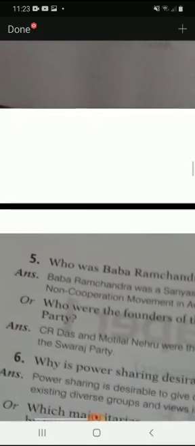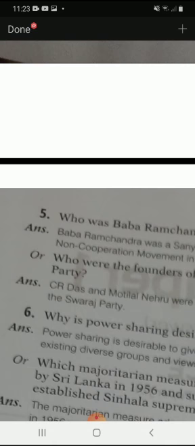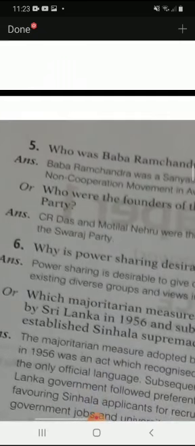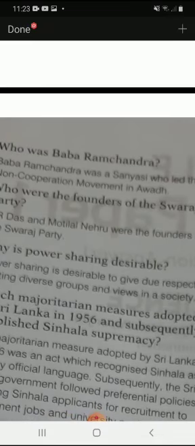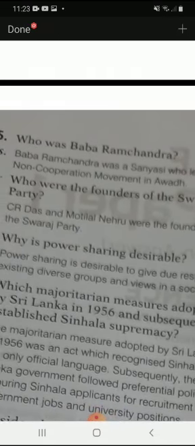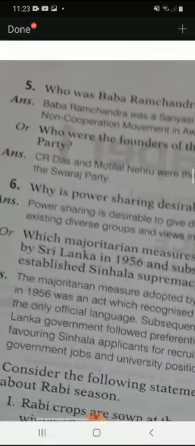Now if we see question number 5, who was Baba Ramchandra? According to that, Baba Ramchandra was a sannyasi who led the non-cooperation movement in Awadh. Question 3 and 4 are not visible, so I am reading for you. Question number 4 is, Mahatma Gandhi organized a satyagraha movement among cotton mill workers in Ahmedabad in the year 1918. So all the 3 satyagraha movements are very important.